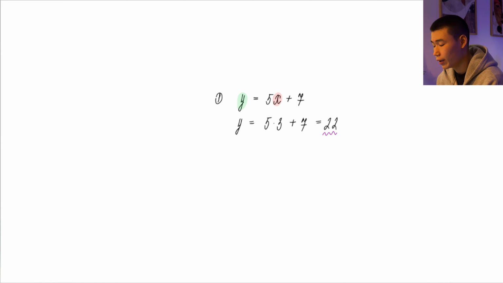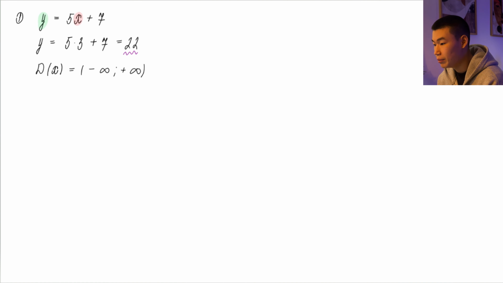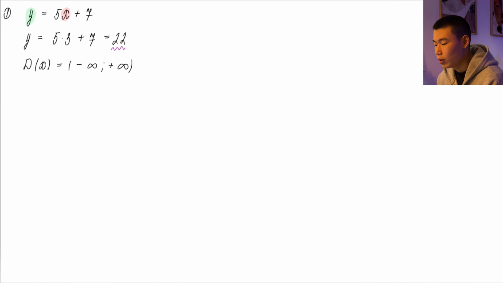Our function is defined. In fact, for linear functions and polynomial functions, there are no restrictions. We can plug in any real number that we want. The output will always be a real number. So that means the domain of these functions will be from minus infinity to plus infinity. It's limitless. Now let's look at another example.